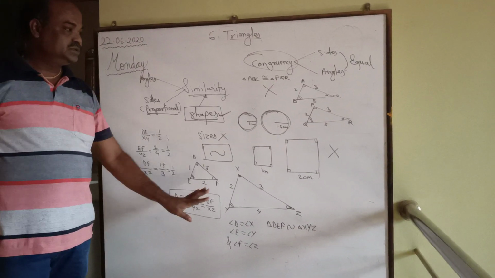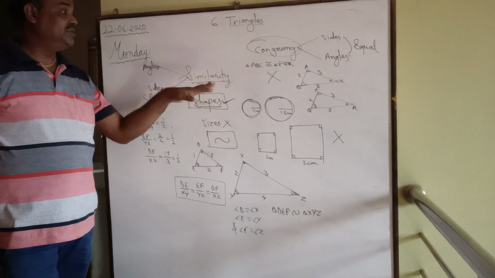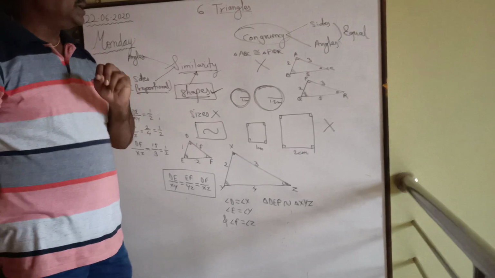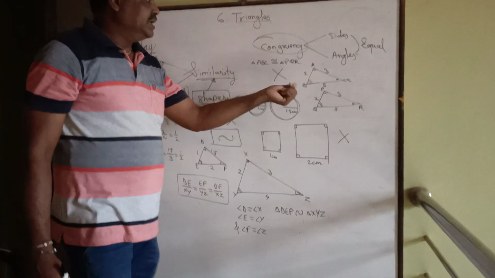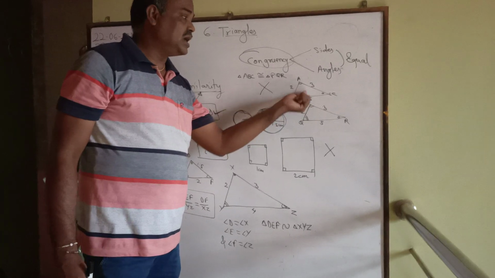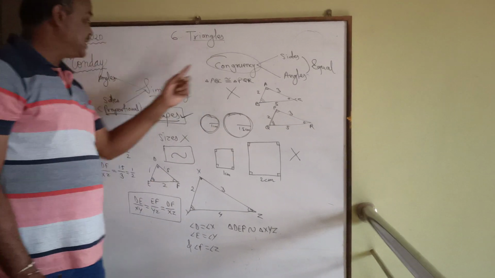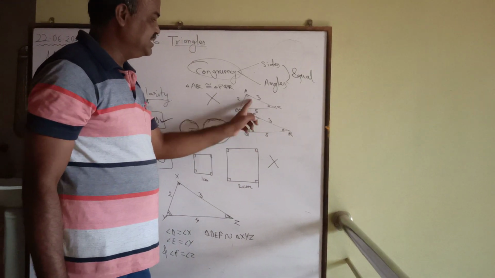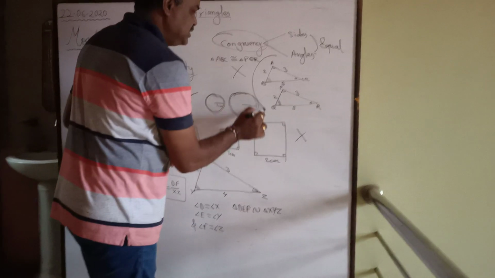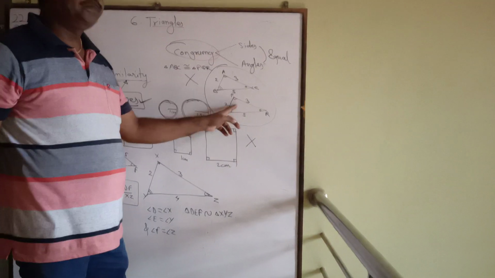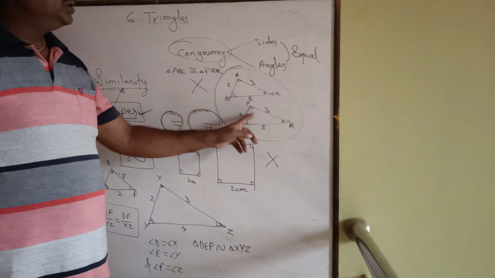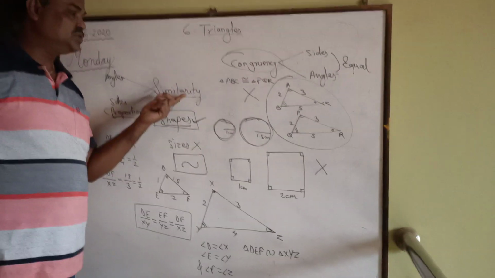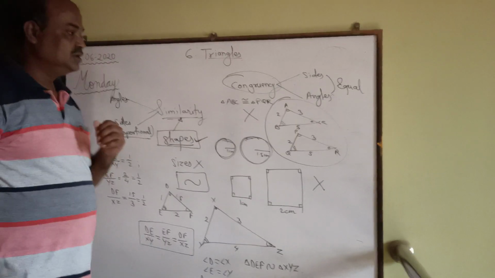I hope you understood all these things, the difference between congruency and similarity. Now students, one question arises. If these two triangles are congruent, are they similar? So let us see here. From this example, although these two triangles are congruent, let us see whether these two triangles are similar or not.